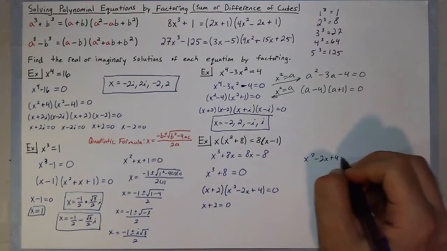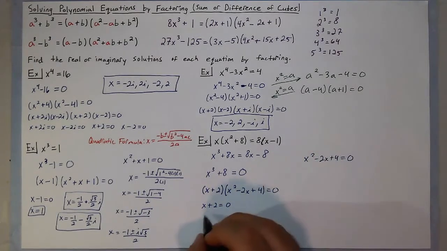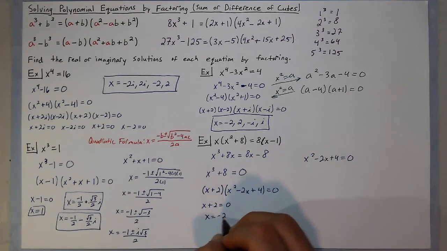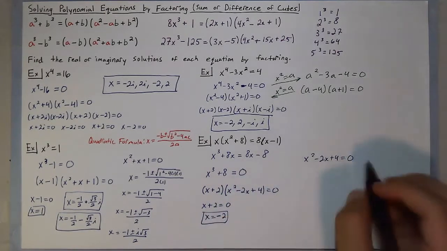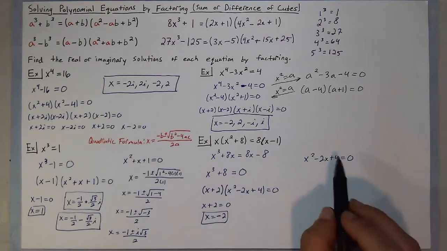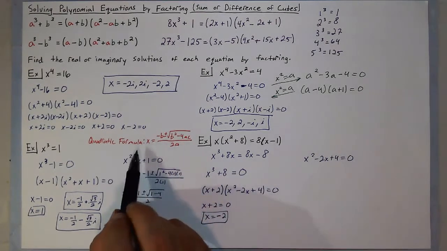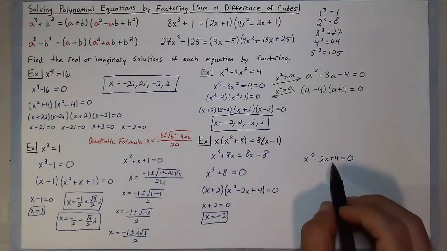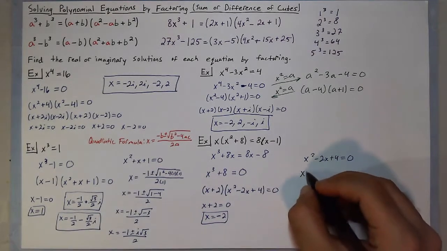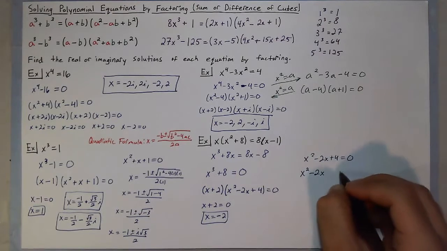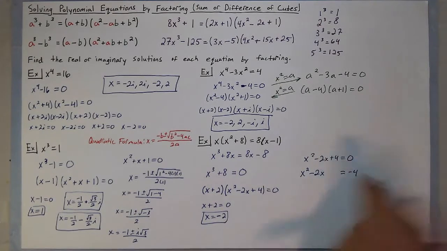Now, the left factor solves very easily, x equals negative 2, but the right factor is still a quadratic, and it can't be factored because no two numbers multiply to 4 and add to -2. So since I used the quadratic formula last time, I'm going to use completing the square this time. So I have x squared minus 2x equals -4 by moving the 4 to the right side to start.